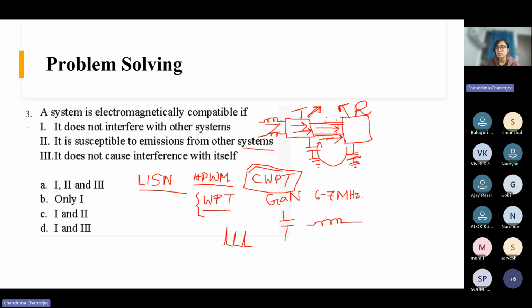Are you aware of this Fourier analysis and all these things, have you heard of them? Yes, I am aware of it, ma'am.